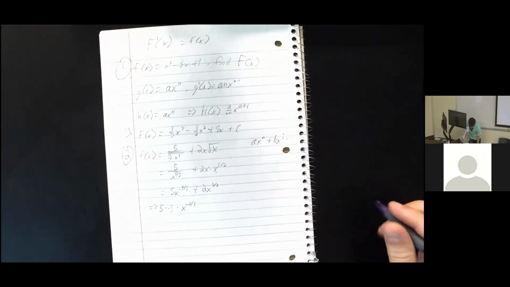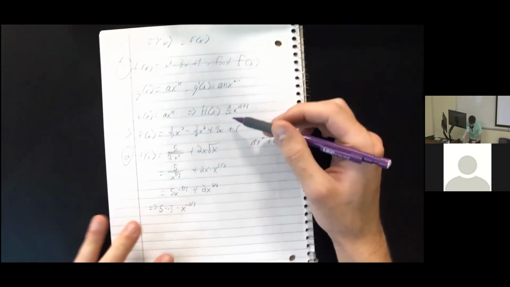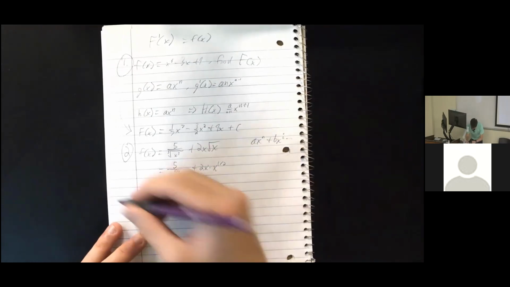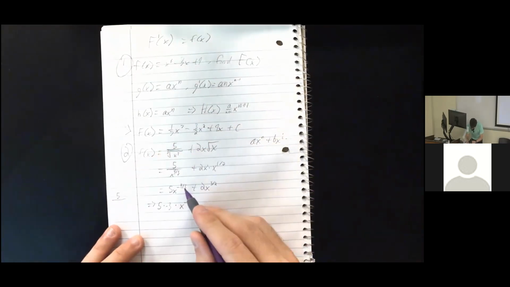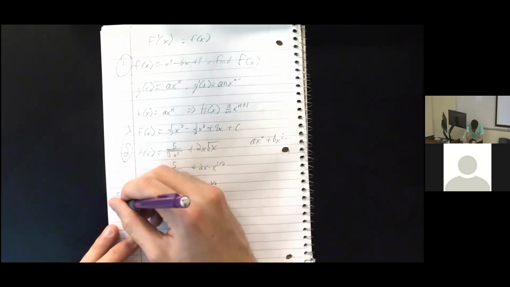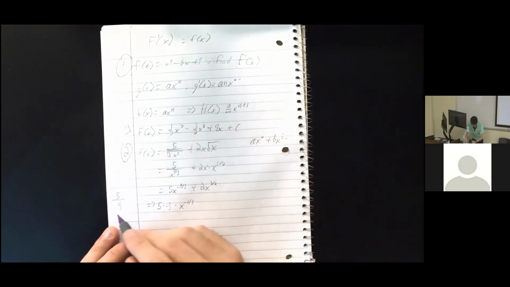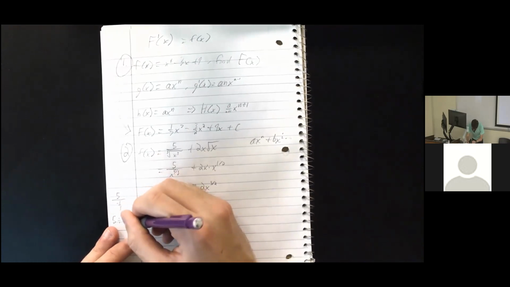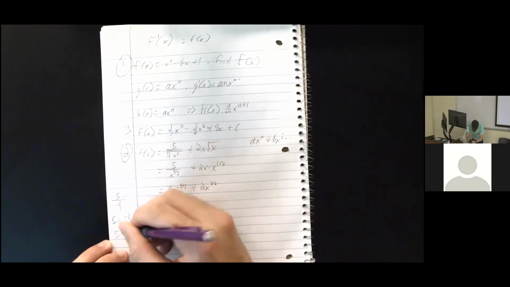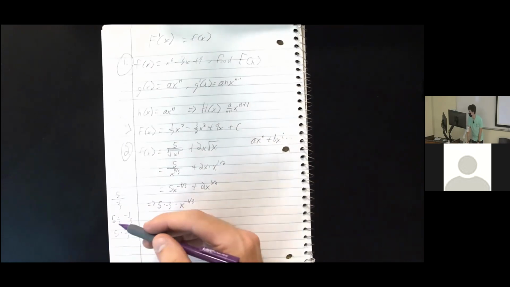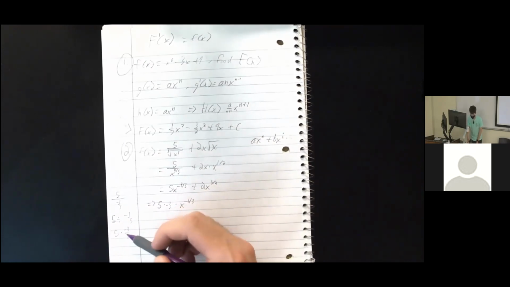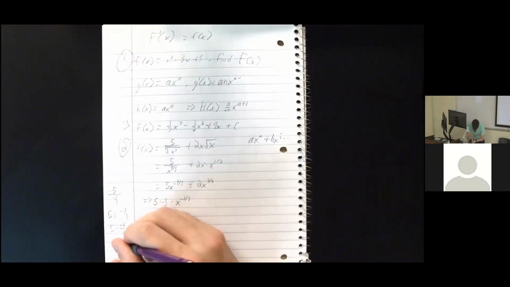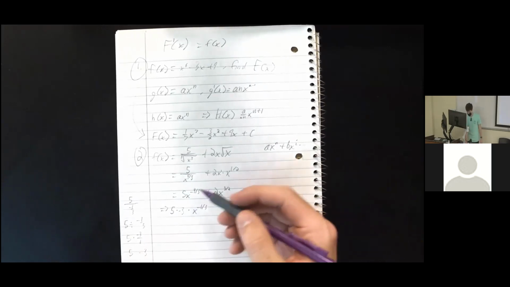The reason for that is if you take this a over n plus 1 idea, a is 5. Now our n plus 1, if this is our n, we add 1, so it's negative 1/3 right here. And we simplify this into 5 times negative 3, because this is 5 divided by negative 1/3, which is 5 times negative 3 over 1. Dividing by a fraction is the same thing as multiplying by the reciprocal, and this is 5 times negative 3, right?